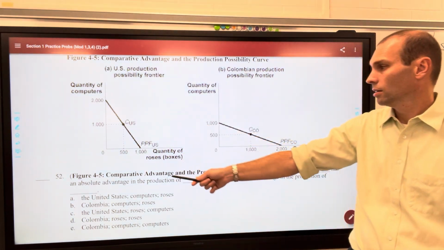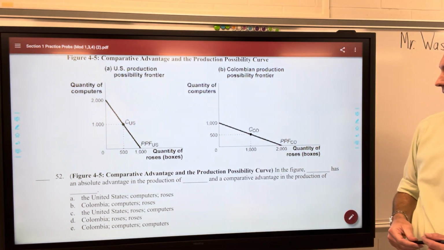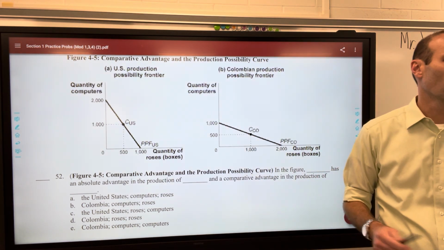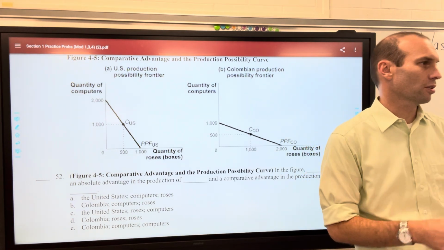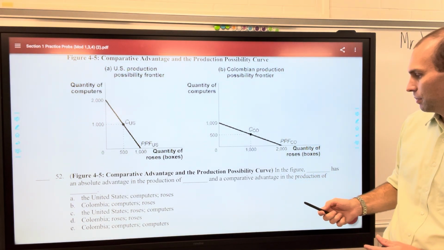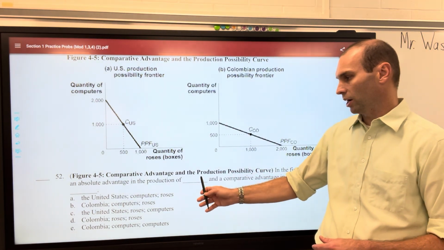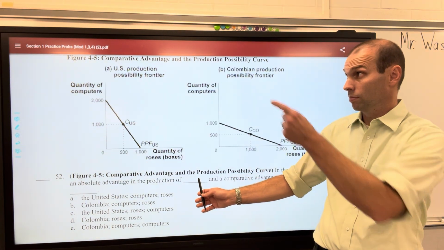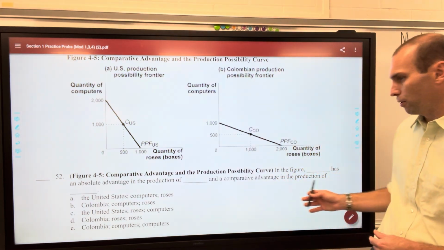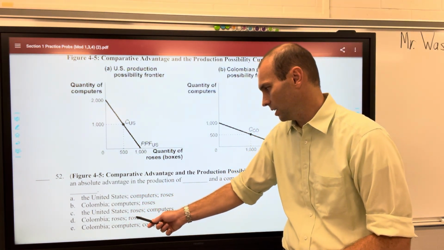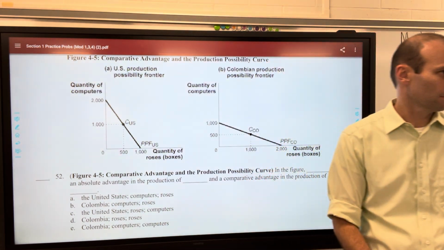The US? Who has the absolute advantage in roses? All right, they have differing absolute advantages. That's also their comparative advantage. So you need something that says, in the figure, the United States has the absolute advantage in the production of computers and a comparative advantage in computers. So United States computers, roses; United States roses, computers. Is that our answer?